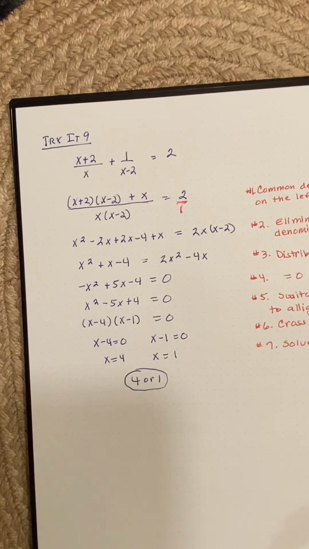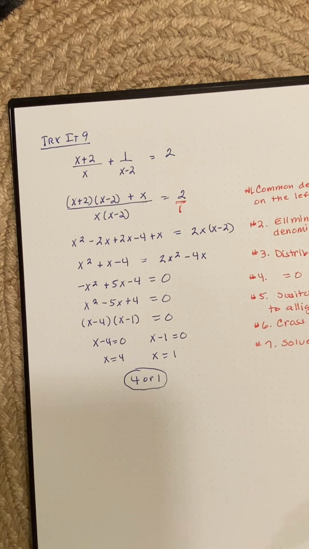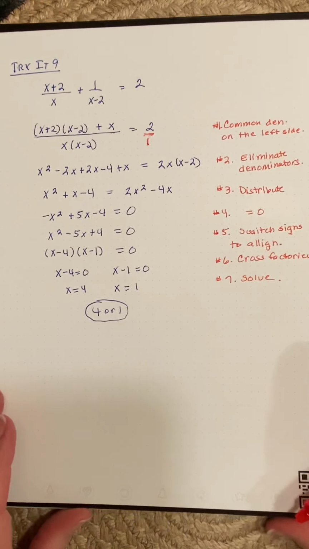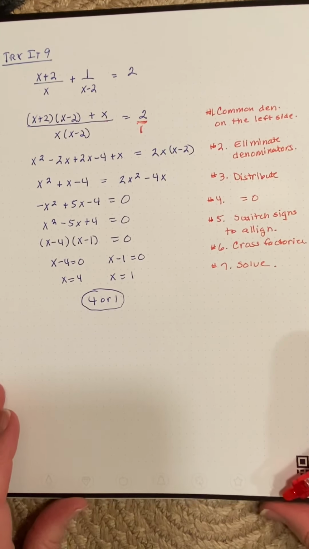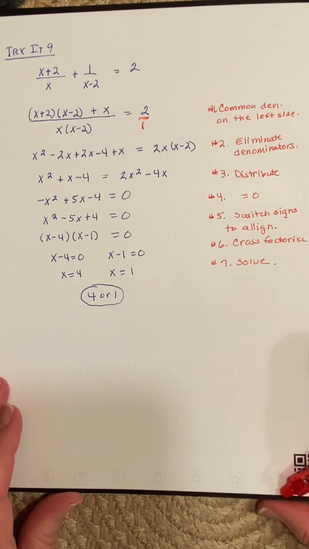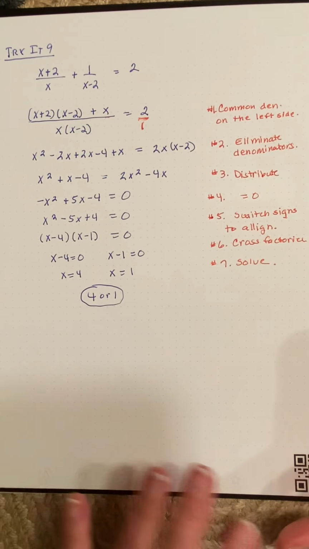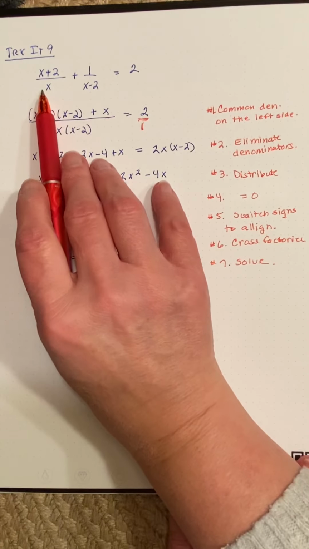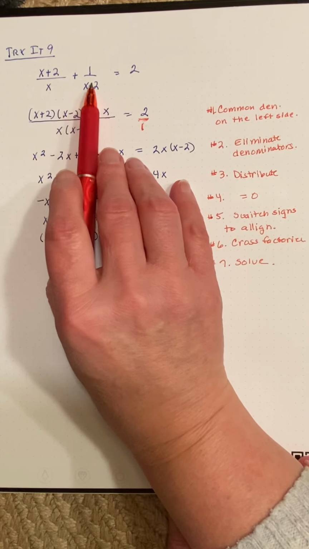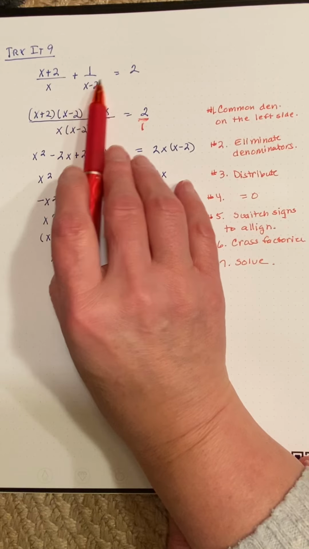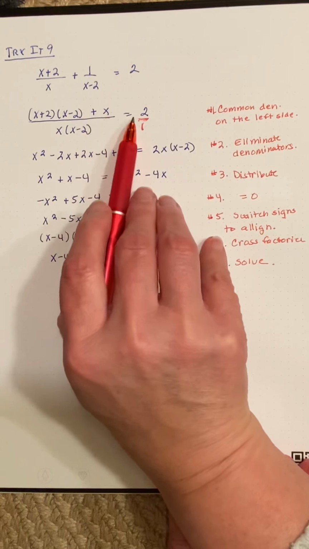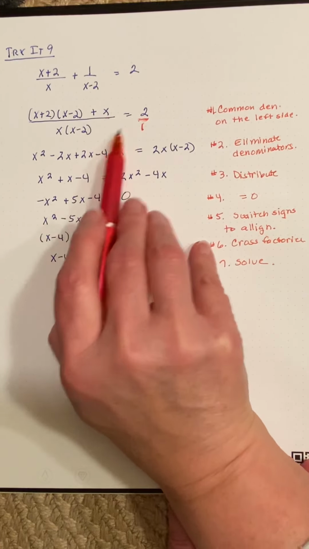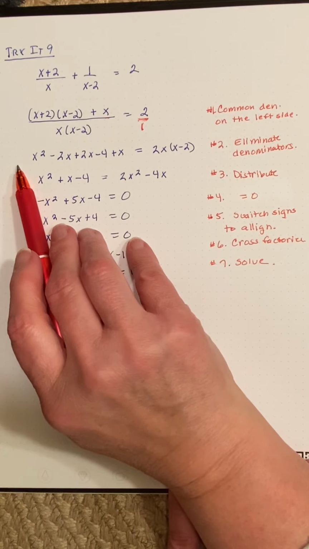So moving on to try it 9, the top of page 116. Let's get this lined up. The only difference between what I just did in 8 and what I'm going to do in 9 is I actually have to add my two fractional expressions first and then work it to equaling 2 over 1, which is the equivalent fractions.